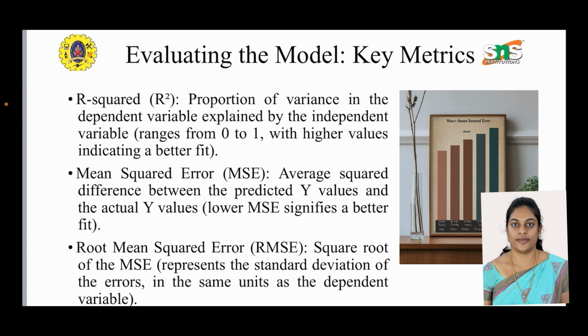Mean squared error, MSE. This metric calculates the average squared difference between the predicted price and the actual price. A lower MSE signifies a better fit, as the difference between predicted and actual values is smaller on average. Root mean squared error, RMSE. This is the square root of MSE, which puts the error in the same unit as the dependent variable, house price in this case. A lower RMSE indicates a better fit. So our ultimate aim should be for RMSE to be a low value.